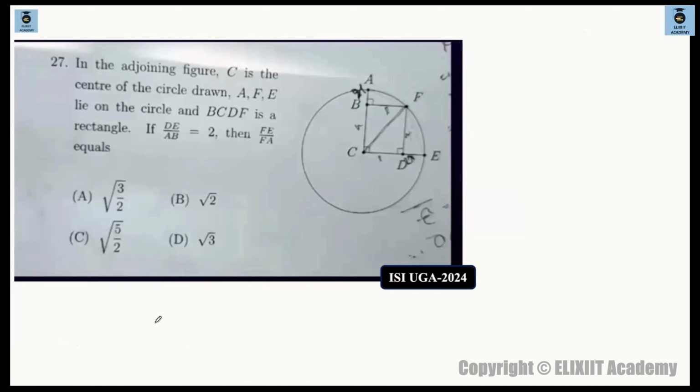So a lot of things are there. Basically C being the center. They have given the diagram over here, with all these names. A, F, E lie on the circle. BCDF is a rectangle, so this BCDF is a rectangle over here. DE by AB is 2. So if AB is x, then DE is what? 2x. Right? If AB is x, then DE is 2x.